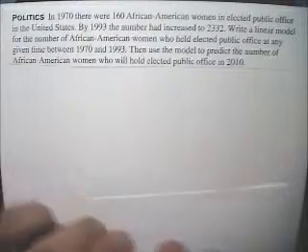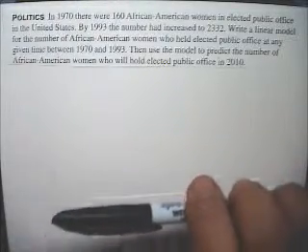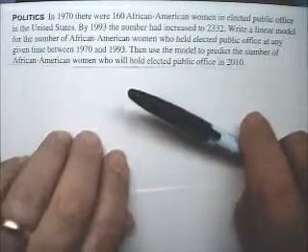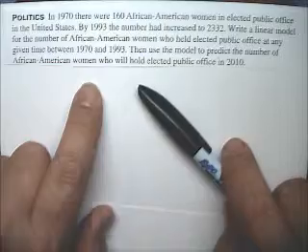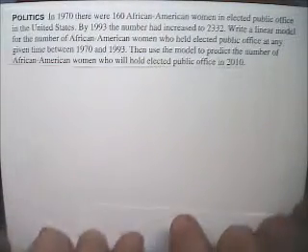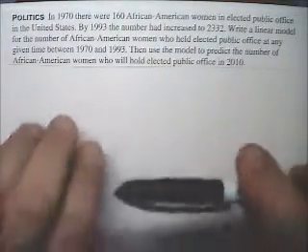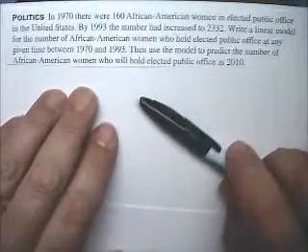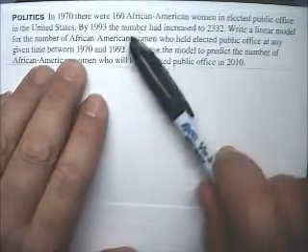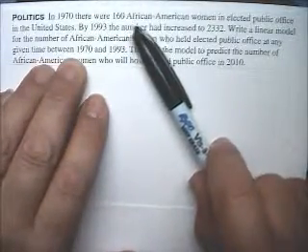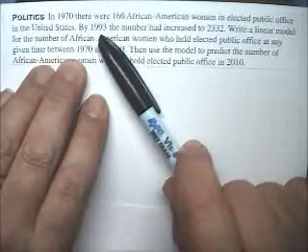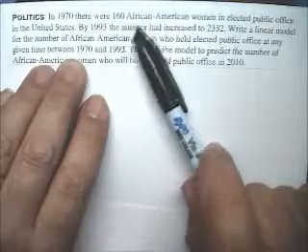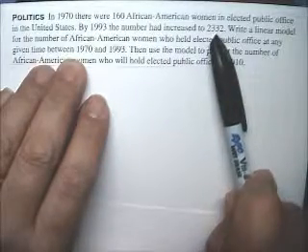Hello, this is linear equations and functions, writing equations of lines, example 5. Example 5 is the story problem, very tricky, and it talks about the African American women in public office in 1970 and 1993, and that number went from 160 to 2332.